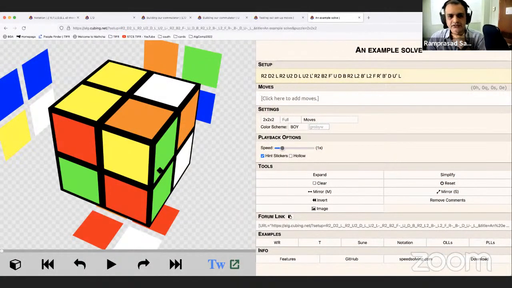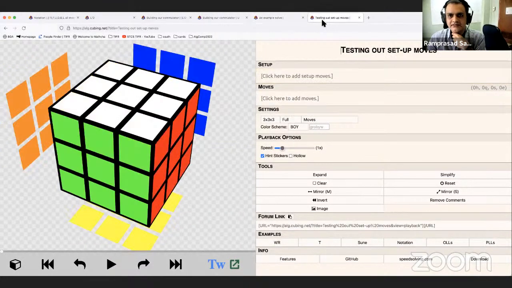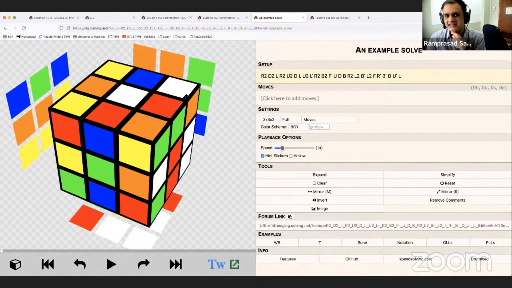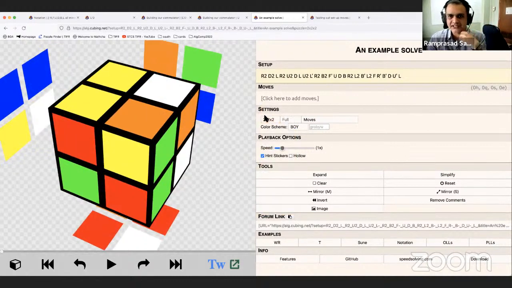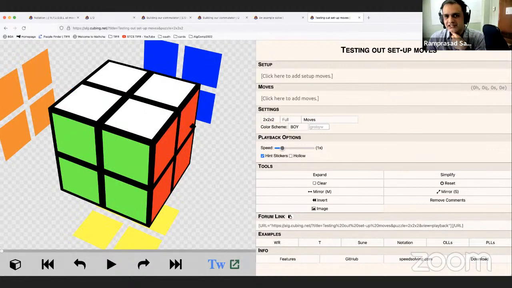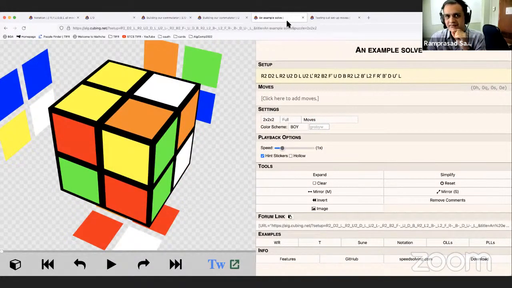Okay, so what we are going to do is, let's keep it as a 3x3 thing, but let's just ignore the edges completely. Or I don't know if it's just easier to, okay, let's keep it as 2x2. And since we need to figure out the right setup moves, I'm going to just keep this tab open to test out setup moves.